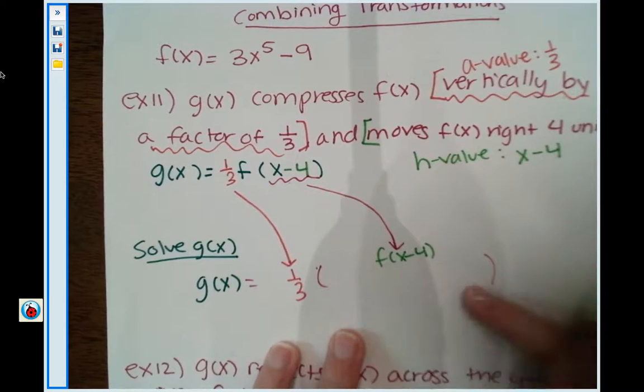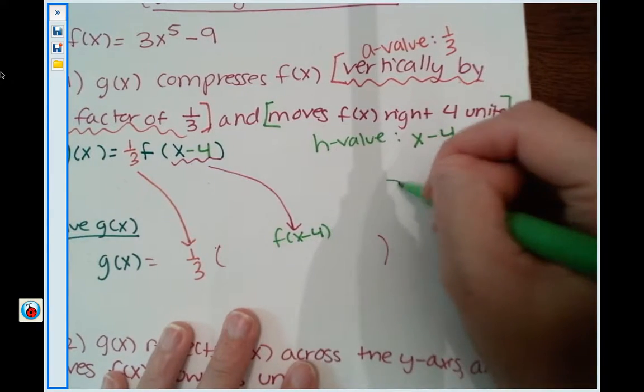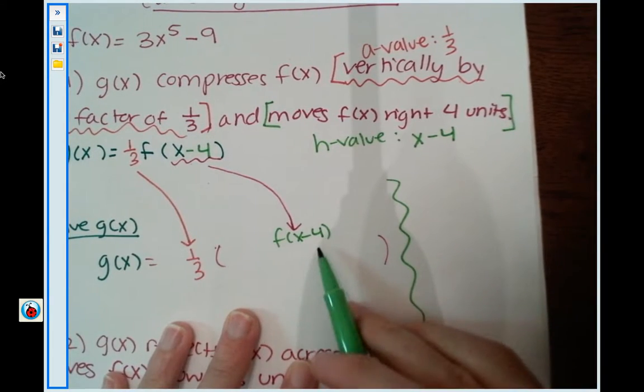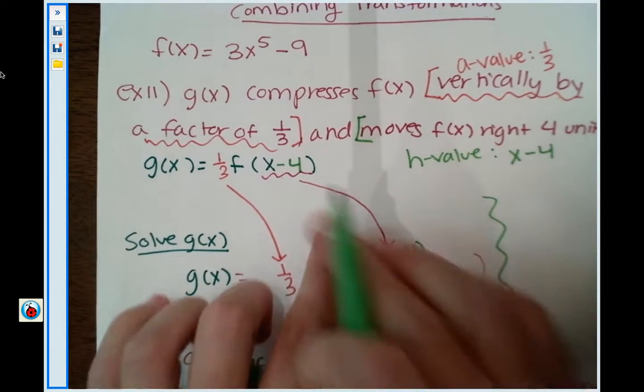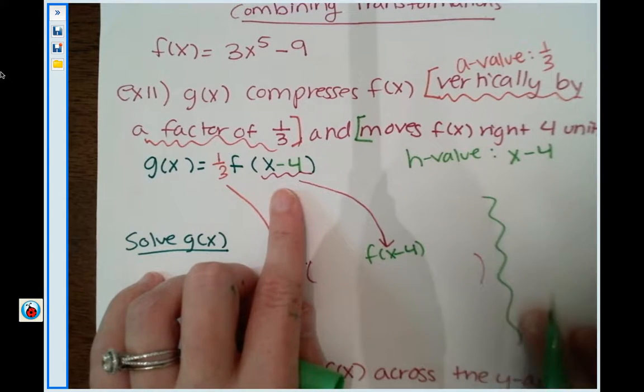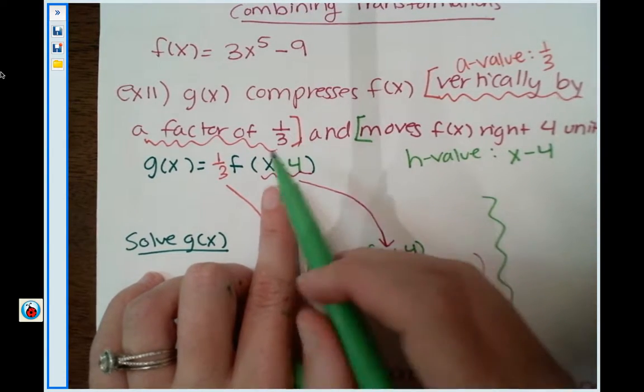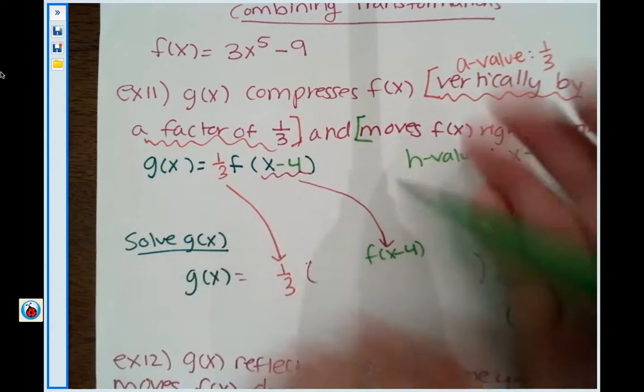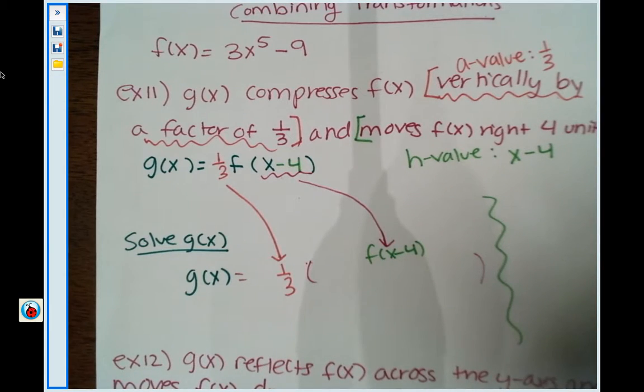Alright, but before I do that, I need to do some side work to figure out what f of x minus 4 is. So you guys, whenever anything is in the parenthesis, you need to do some side work to figure out what it's going to be. Because remember, all the x's are now going to transform into the x minus 4.